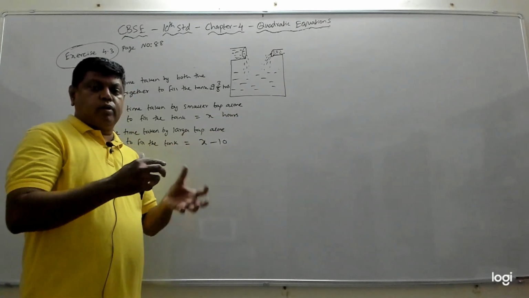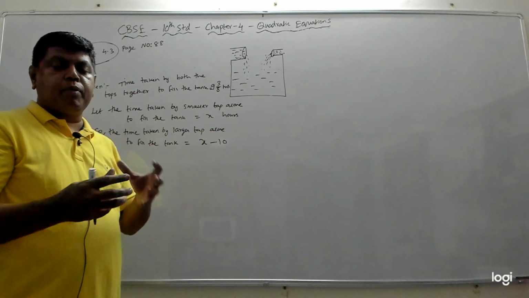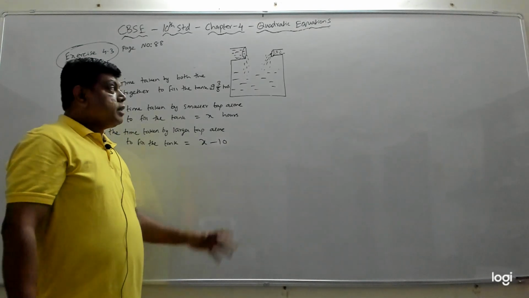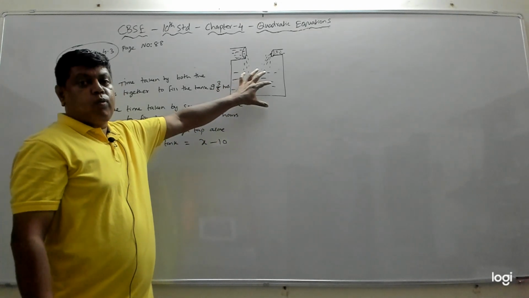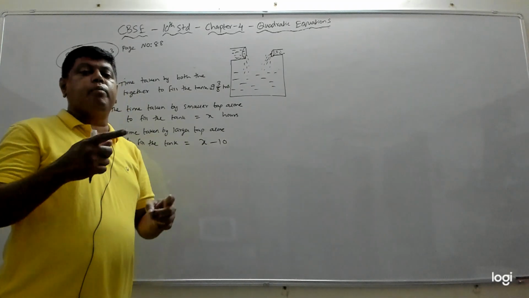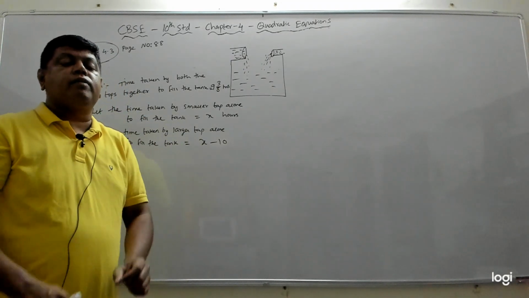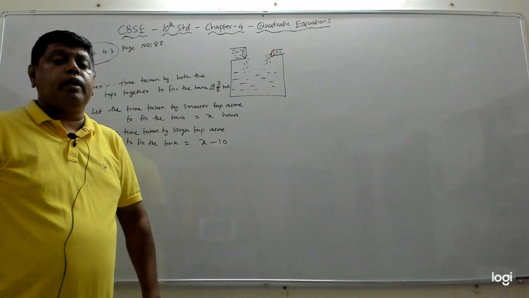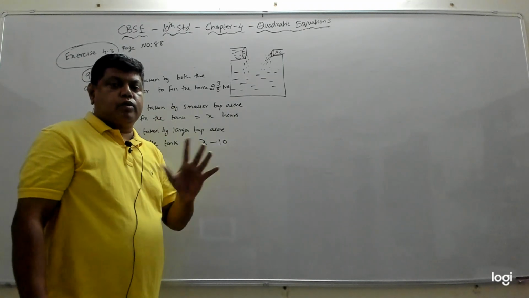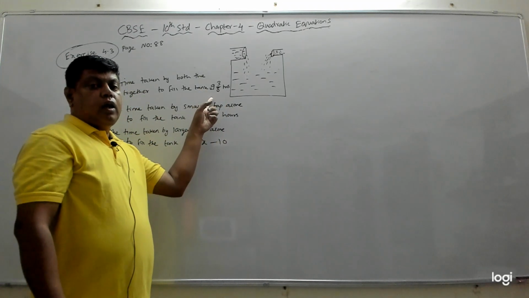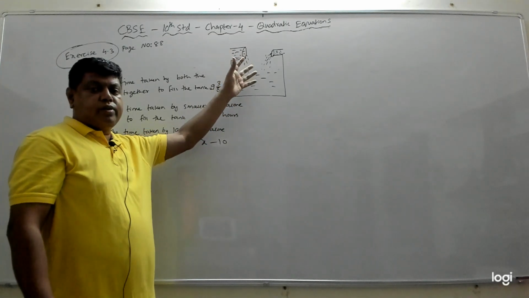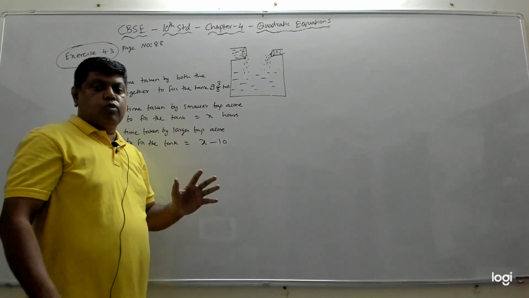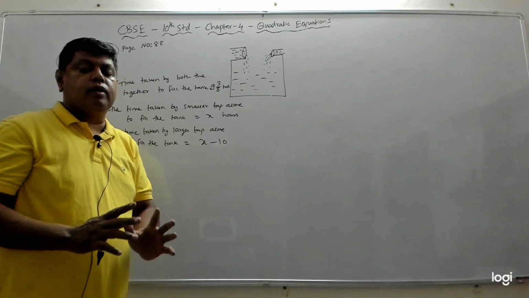So whenever these work related problems come, time and work related problems, there is a time and there is a work being done. Here the work is filling the tank. Now we should convert them in terms of how much tank will be filled, or how much work will be done, in 1 hour or 1 day. So here it is given in terms of hours, and the work done by the 2 taps is filling the tank. So we should find how much tank will be filled in 1 hour.